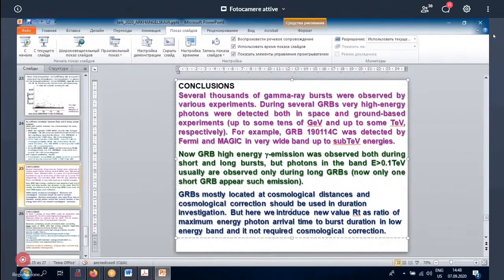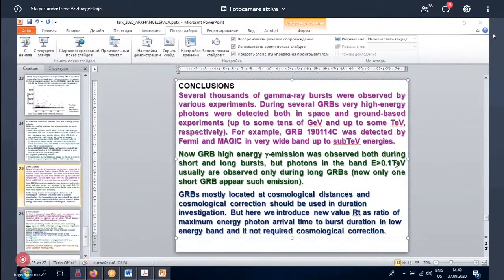GRB are mostly located at cosmological distances, and then cosmological correction should be used in time dilation and in duration and other time properties investigation. Here we introduce a new value RT, which is the ratio between maximum energy photon arrival time and burst duration in the low energy band. And such a parameter does not require cosmological correction.